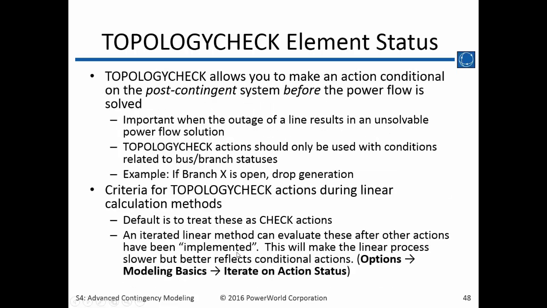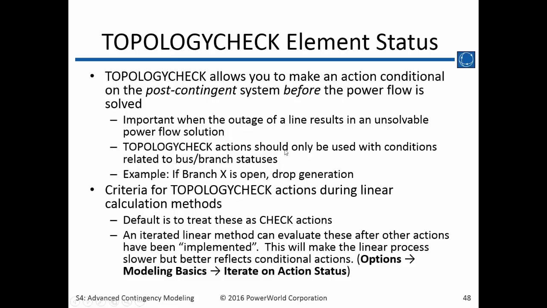The topology check allows you to make an action conditional on a post-contingent state, but before the power flow is solved. I don't think we necessarily needed to do that for this particular set of examples, because I don't think it's a case where the power flow wouldn't solve, but it's good to use anytime you're taking a line out of service or dropping generation or things like that.